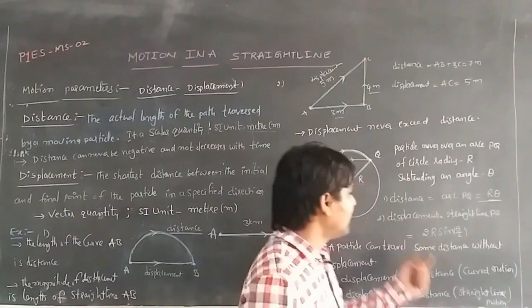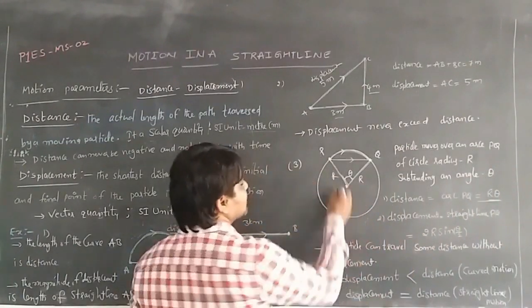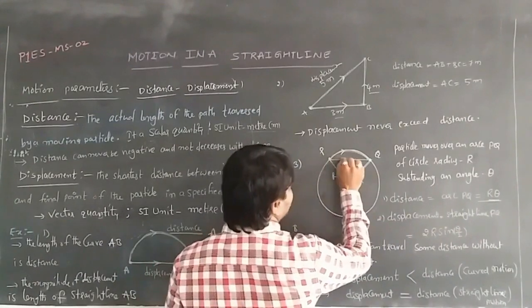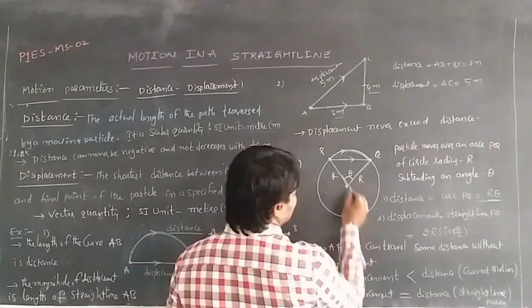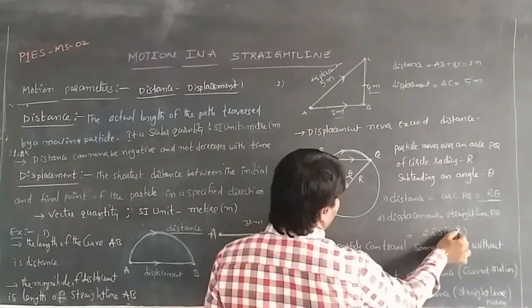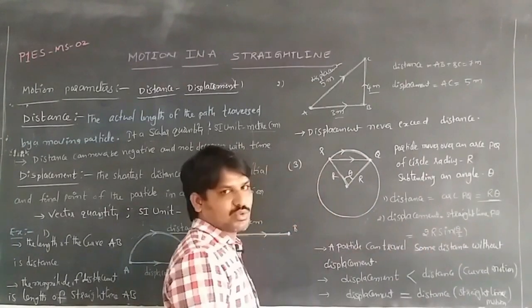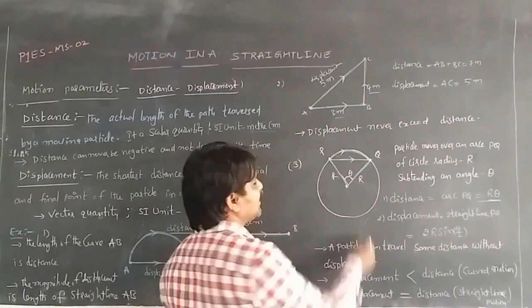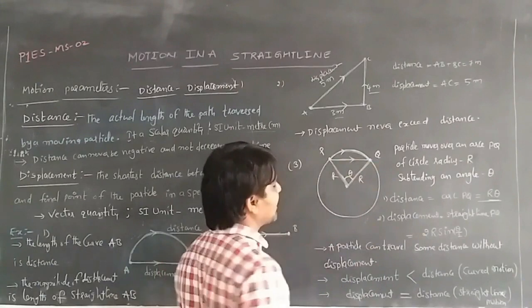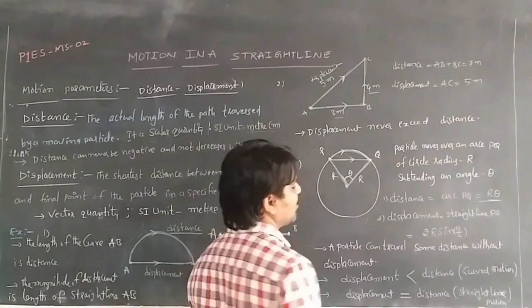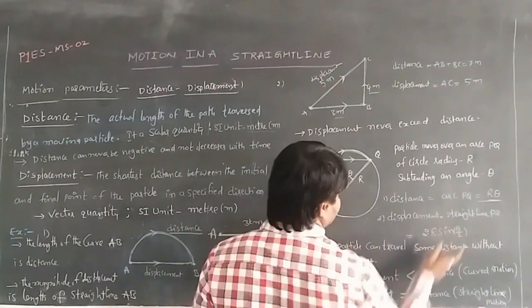Next, the displacement, which is the shortest path drawn from the initial point to the final point in a specified direction, will be 2r sine theta by 2. We get this by taking this triangle. We can get sine theta, that is this angle, and so we get 2r sine theta by 2.